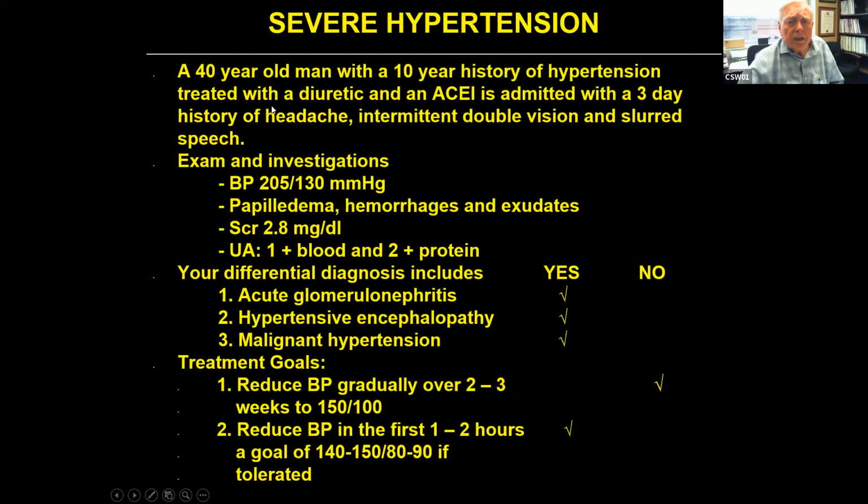So here's another case quickly, a 40-year-old man with a 10-year history. Oh no, this is a case that we had, excuse me. So as we said, it could be any of these. Since he has hypertensive encephalopathy and malignant hypertension, we want a quick reduction in blood pressure to just above normal in the first few hours here, rather than a slow reduction over weeks. The first possibility. The second one is correct.